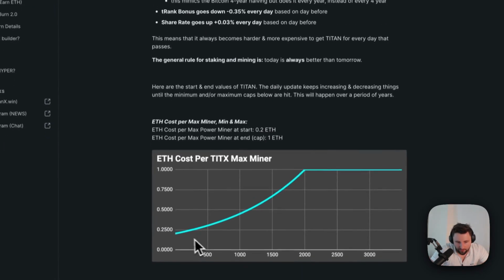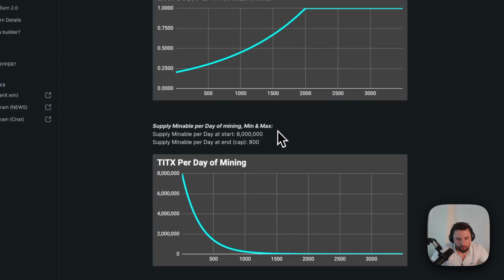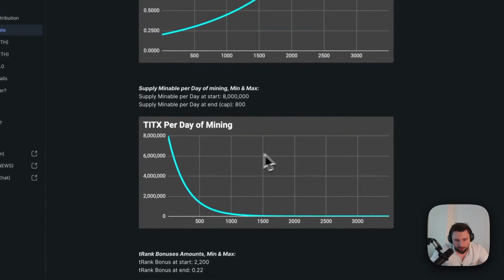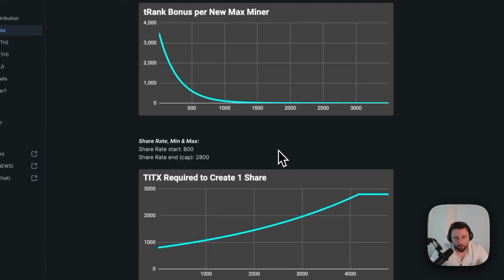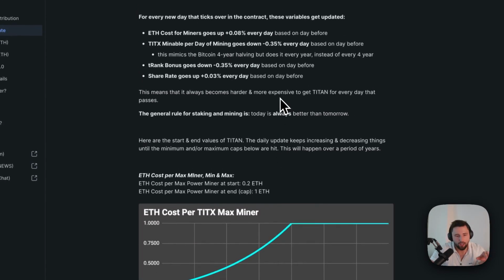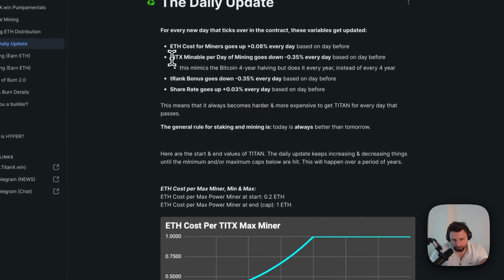And you can see that here. This is what the charts look like. So if you scroll down a little bit, you can see on all these charts, I would highly recommend reading the white paper yourself instead of just watching this video. But basically also, the TitanX mineable per day goes down minus 0.35% every day based on the day before. This kind of mimics the Bitcoin 4-year halving, but does it every year instead of every 4 years. And it's not a halving every day, right? But it reduces a little bit every day.